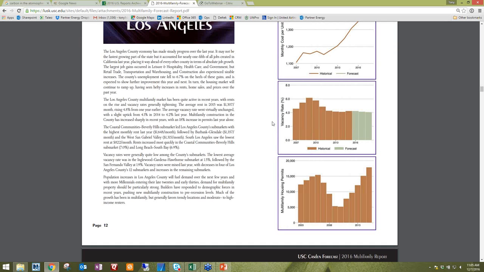Vacancy. As you can see, for those of you who know, there was an uptake in vacancy in the 2008-2009 era when there was a bit of a real estate downturn, but we're projected to remain at historic lows in terms of vacancy rates in Los Angeles, hovering around the 4% mark.